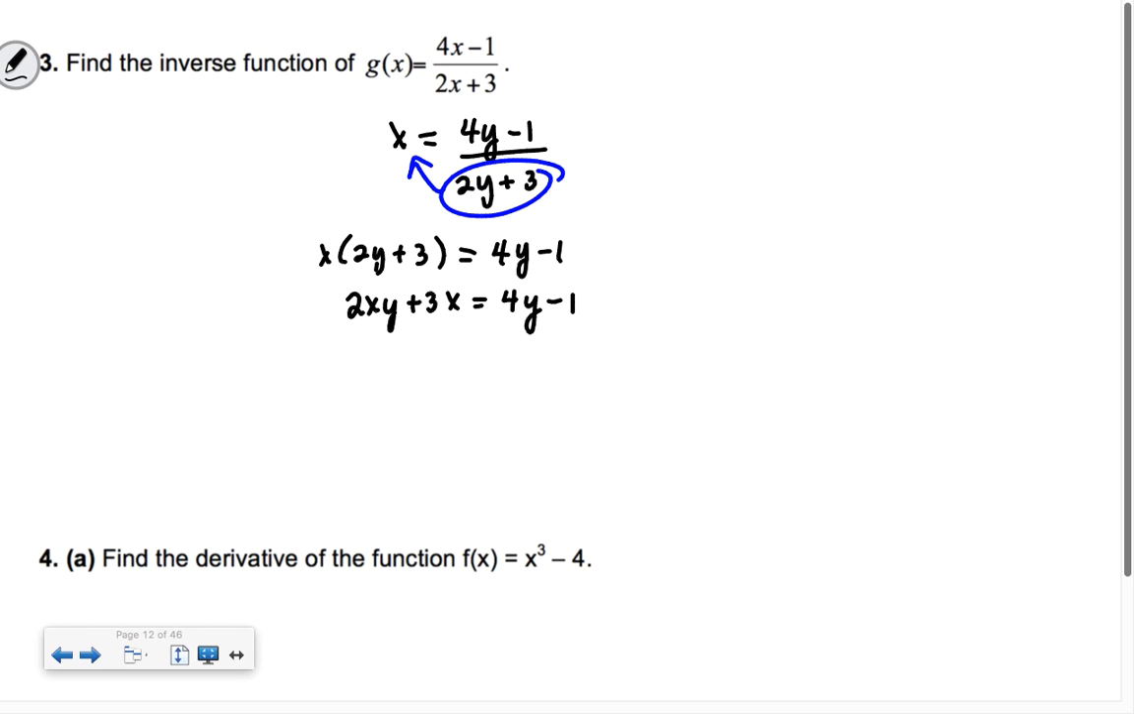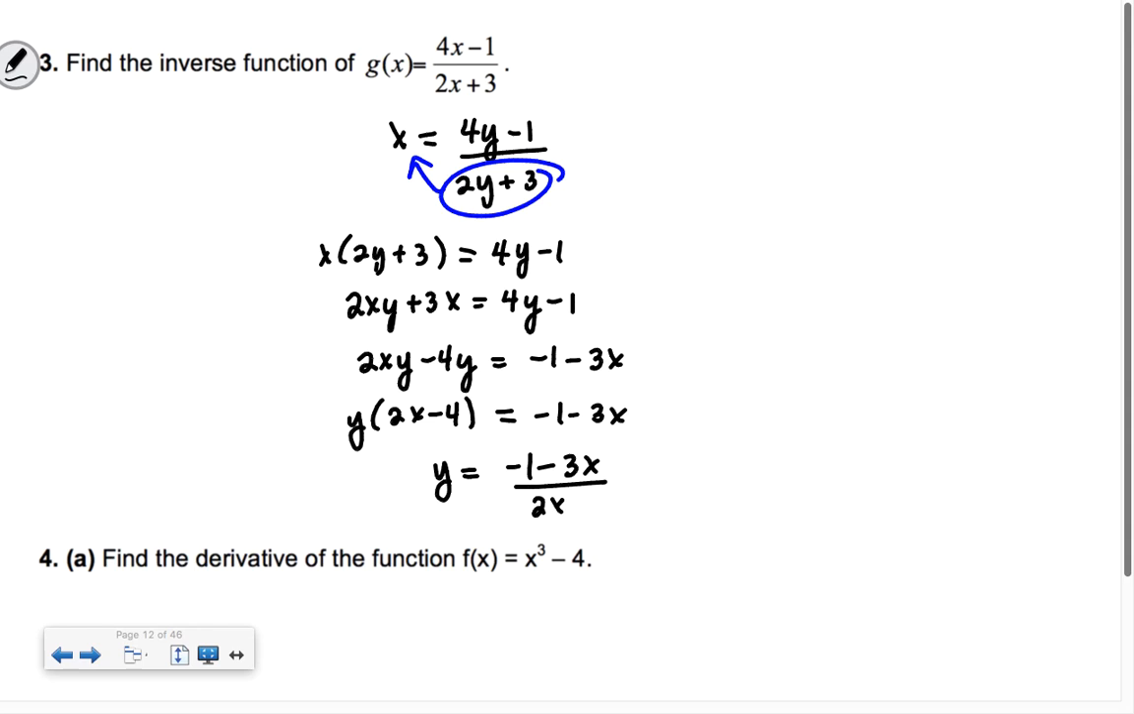We want to solve for y, but it's a little bit tricky. Do you remember how to solve for y in a case like this? Get all the y's on one side and pull out the y, just like we did the other day with implicit differentiation with dy over dx. Same idea. I'm going to subtract my 4y over, so I get 2xy minus 4y, and I'm going to subtract the 3x to the other side. I now pull the y out to the front so that I can solve for y by dividing that whole chunk over. So I'm going to have y equals (negative 1 minus 3x) over (2x minus 4). That's going to be your inverse. Instead of y, I'm going to write it as g inverse of x, so g to the negative 1 of x.